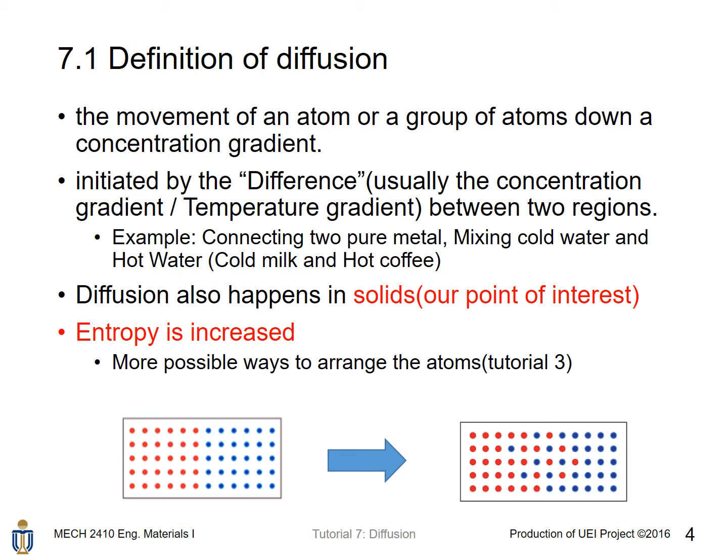You can observe the process of diffusion in the following pictures. In the first picture, the two regions are distinct, and two types of atoms, the red atom and the blue atom, haven't mixed. But during the diffusion process, these two types of atoms mix with each other, and the movement of the atoms just follows the concentration gradient.